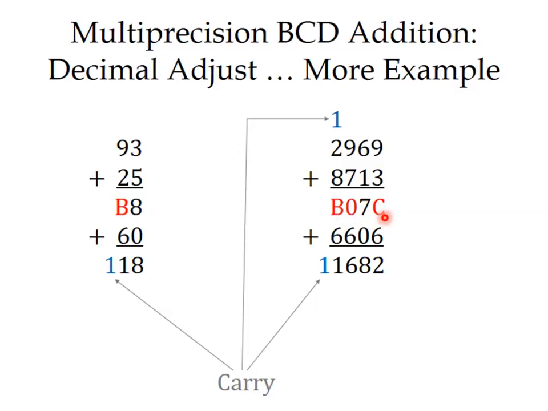Now, what are the illegal digits here? The B is an illegal digit for sure, right? C is an illegal digit which needs to be fixed. But do you notice that I also marked 0 as red?